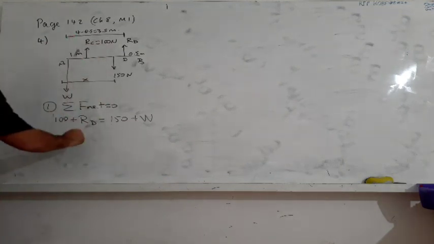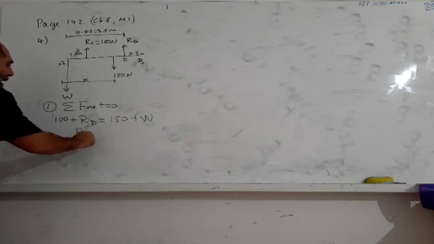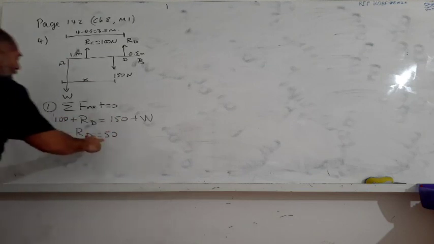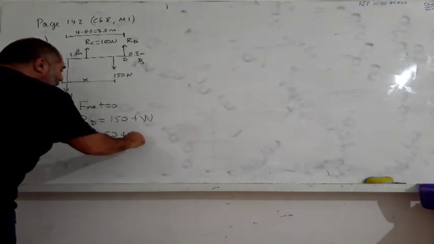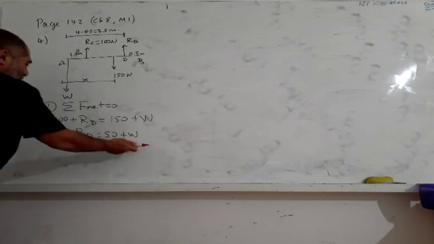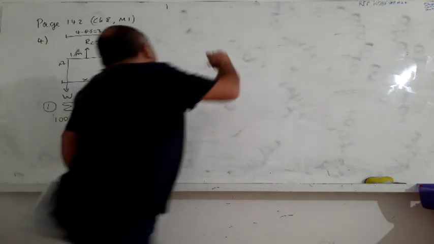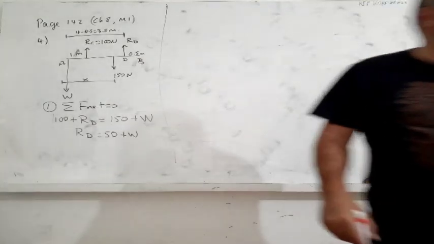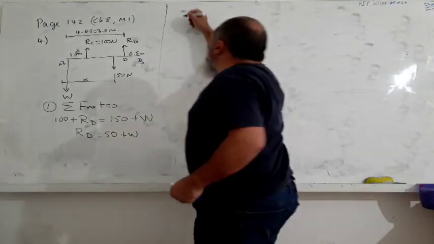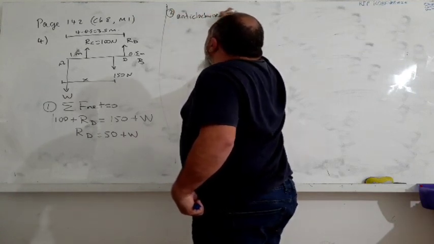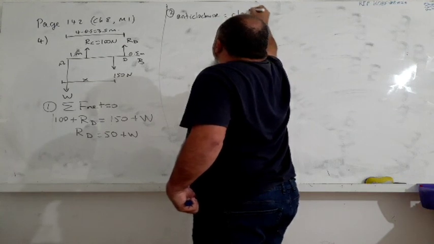So RD is 50 plus W, and leave it there and apply the second rule, which says anti-clockwise moments must be equal to clockwise moments. So the second rule says anti-clockwise is equal to clockwise, and we have to take the moments about A. That's my rule, not the rule of moments, not the rule of physics, but that's my rule.